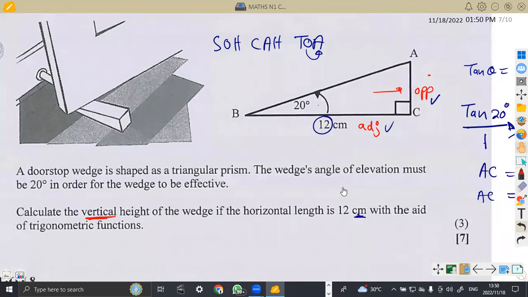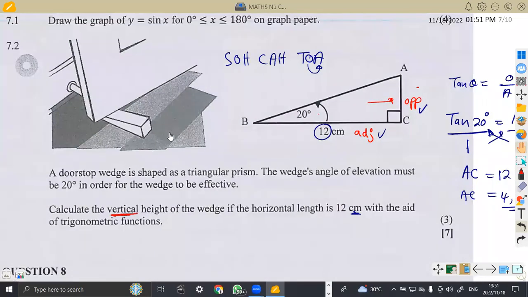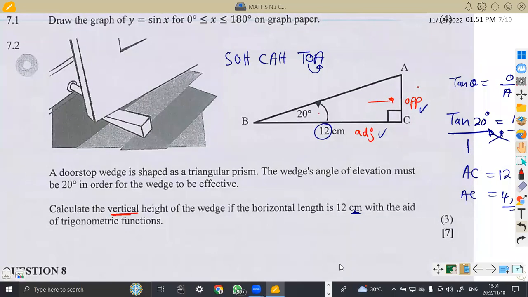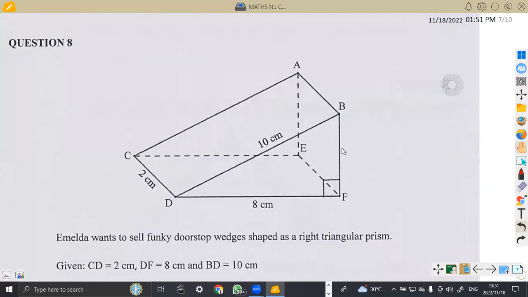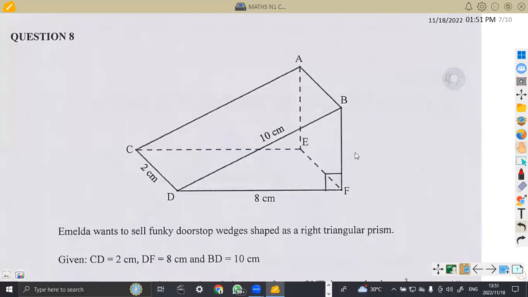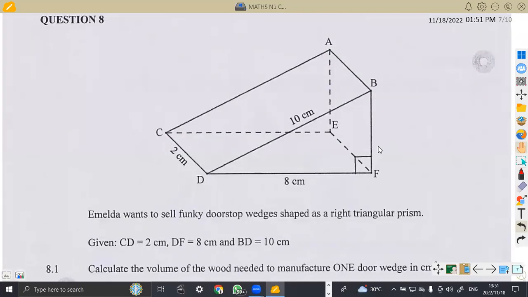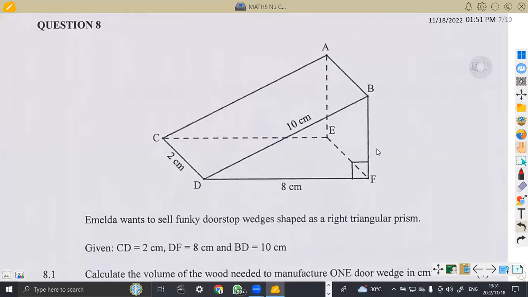So that was it, guys, for question 7.2. In fact, everything about question 7, we have got 7 marks for that. So let's move on to question 8. A welder wants to sell funky doorstep wedges shaped as a right prism, just like what we had before, but it's not that one, it's another question. So don't take the information from one question to another question. Don't do that.